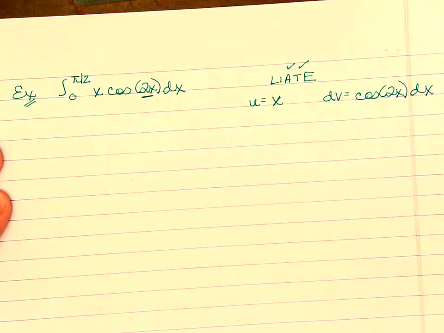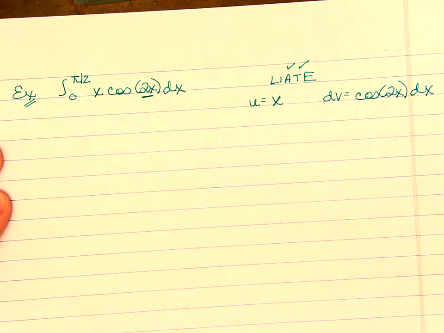So du should be pretty easy. Derivative of x is just 1 dx. V is going to take a little bit of work. I need to do the integral of the cosine of 2x dx. Well, this integral itself is going to require U substitution. I kind of don't want to use the letter U because I already have U standing for other things over here. How about like a W substitution?